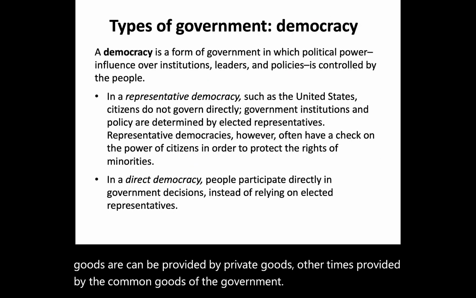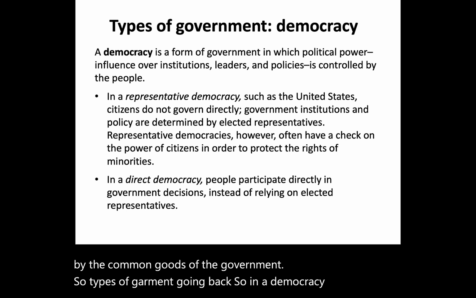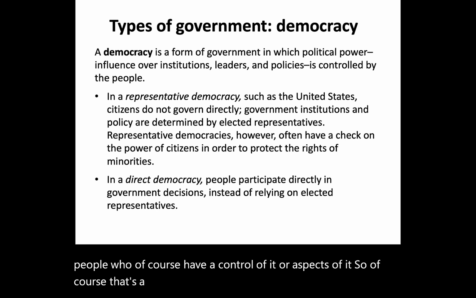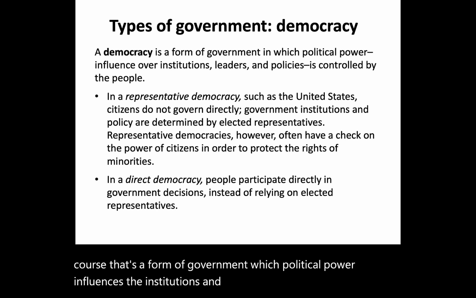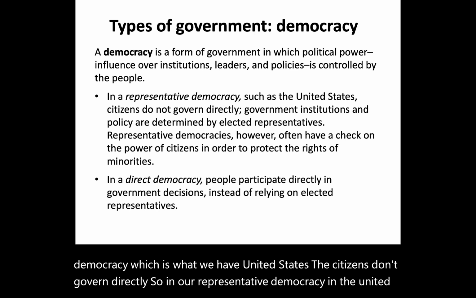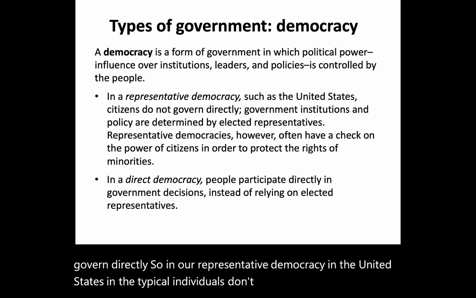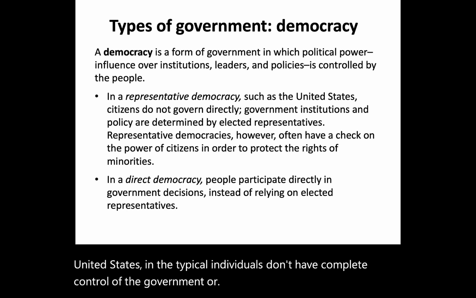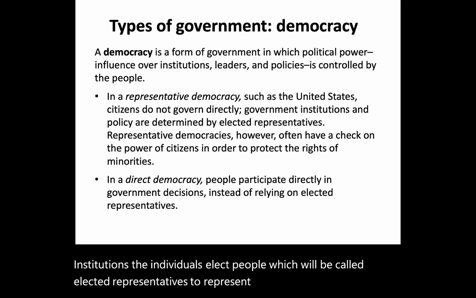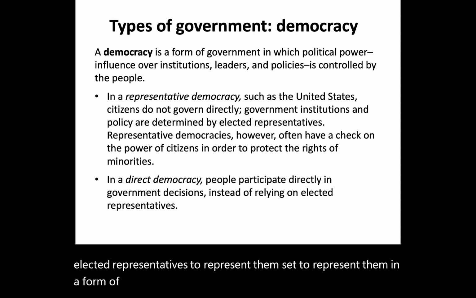So, types of government, going back. In a democracy, we have people who, of course, have control of it or aspects of it. That is a form of government in which political power influences the institutions. In a representative democracy, which is what we have here in the United States, the citizens don't govern directly. Typical individuals don't have complete control of the government or its institutions. The individuals elect people, called elected representatives, to represent them in the government.